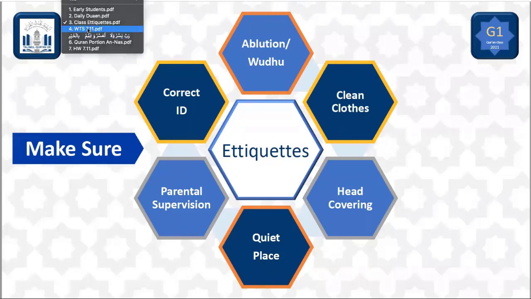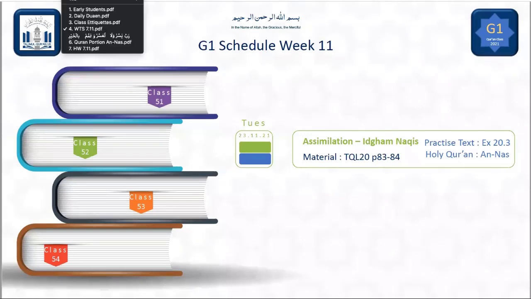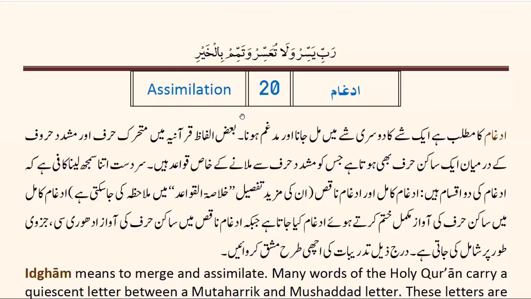Now, let's take a look at what we are covering today. So in yesterday's lesson, everyone, I think, went through the rule of idgham kamil. And today, we are going to be covering the second part, which is idgham naqis. So you're going to notice that assimilation, the rule of idgham, has got two topics that you guys in particular are going to be focusing on. The first one you guys focused on yesterday, which was idgham kamil. And today, the one we're going to be focusing on is idgham naqis. Okay. So let's just quickly take a look at what we are covering.